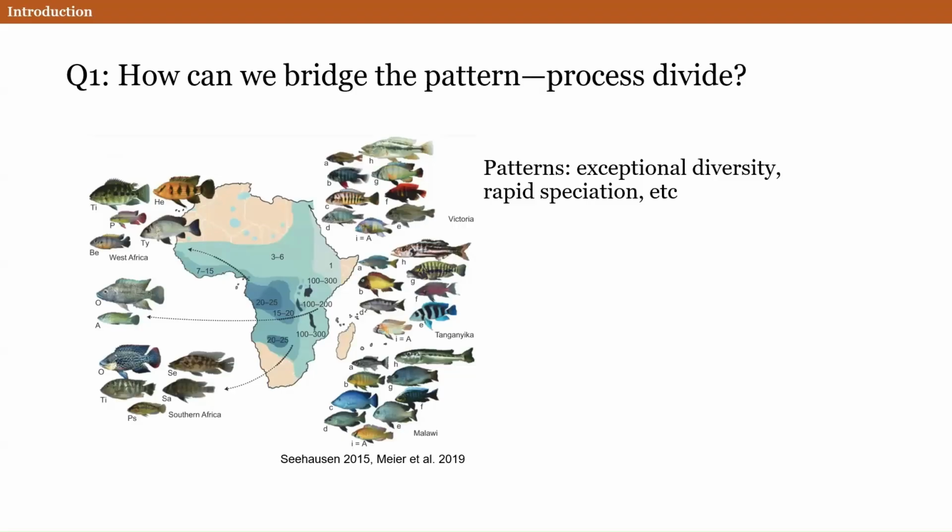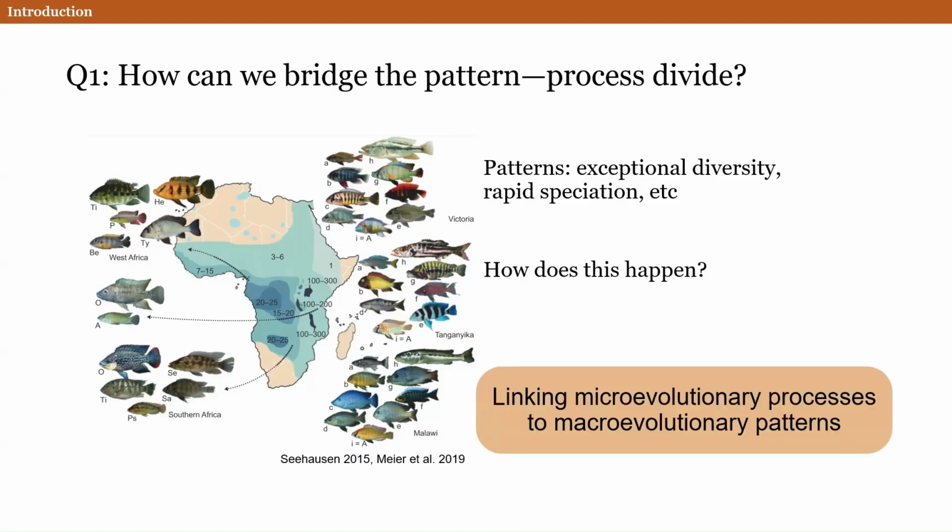What I mean by that is when we look at big groups of organisms, adaptive radiations, for example, like these cichlids that live in rift lakes in Africa, we observe these big picture patterns. They have an exceptional amount of diversity. They've speciated really rapidly, et cetera. And then what we often ultimately want to know is, how does this happen? And to really get at that, what we're ultimately trying to do is link these kind of microevolutionary population-level processes to the broad macroevolutionary patterns that we observe.